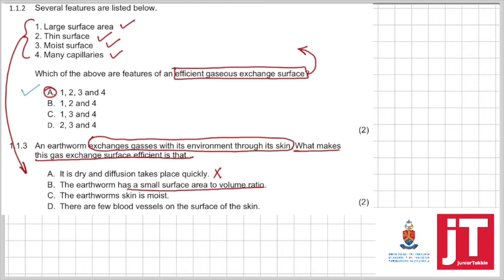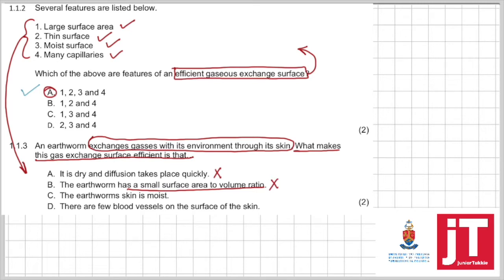If we look at option B, there's a small surface area to volume ratio. Now, if you remember animal diversity, a section in your work in grade 11, we can reflect back on that. An earthworm does have quite a large surface area to volume ratio, which means it's an efficient surface. But the statement says it has a small surface area to volume ratio. This means there is a need for some gas exchange system in the earthworm's body, and we know that it exchanges gases through its skin. So option B is probably not the option we choose here.